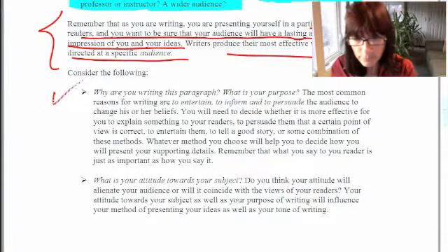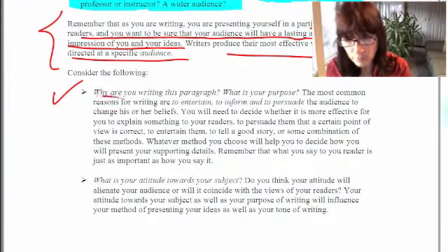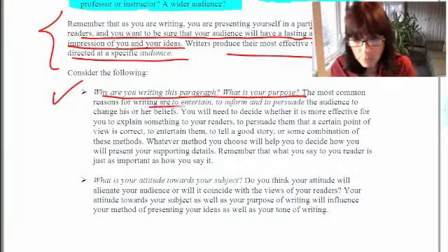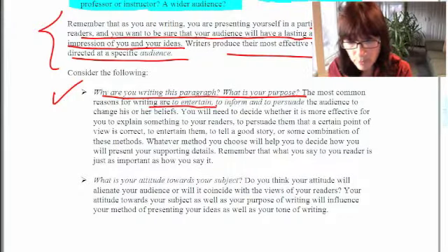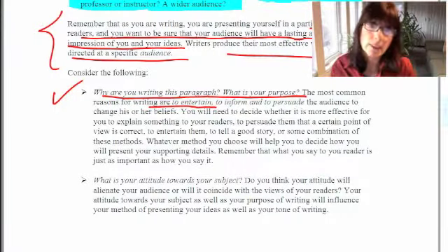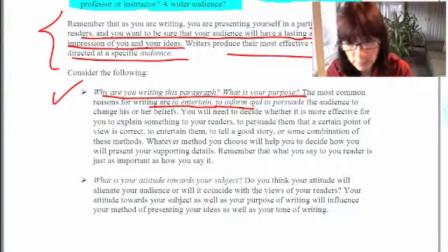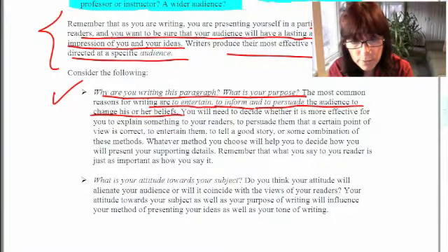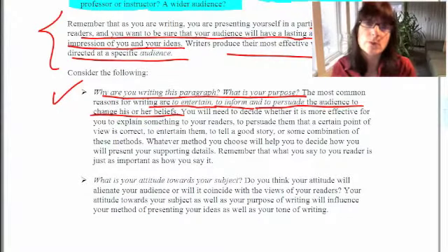So here are a few other things to consider. The first point, ask yourself, why am I writing this paragraph? Like, what's my purpose in writing? So the most common reasons that people write are, you might want to entertain. You're doing it for lighthearted entertainment. You might want to inform your reader about something that you know about, or you might want to persuade your audience to change his or her beliefs.